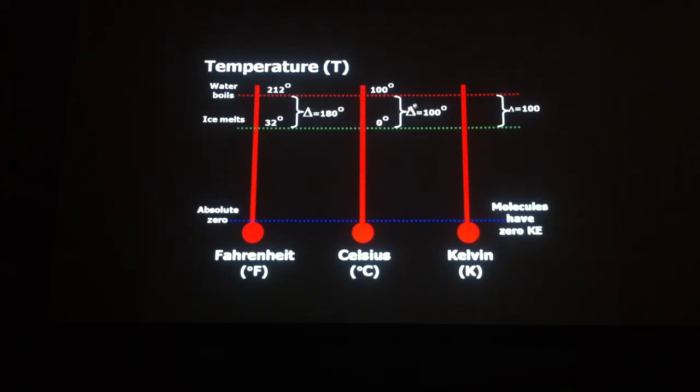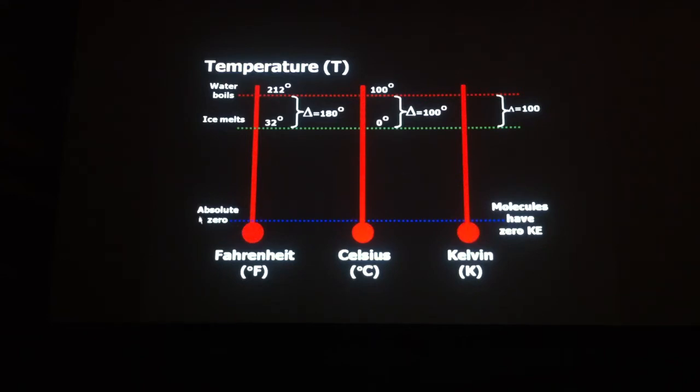And as it turns out, the Kelvin scale, which is our scientific scale, there are only 100 Kelvin difference as well between the boiling and melting points. And so that means that the Kelvin and Celsius scales have the exact same scale. 1 degree change in Celsius is the same as 1 Kelvin change in temperature.